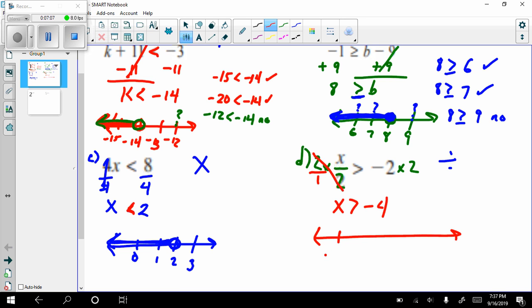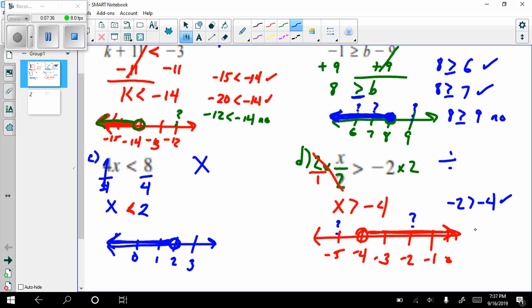Let's see, if I had a negative 5, negative 4, negative 3, negative 2, negative 1, 0. This is going to be an open circle at negative 4, and what we want is everything that is greater than negative 4. You could check it if you wanted to. What if we checked a negative 2? Is negative 2 greater than negative 4? Yes, it is, because it is to the right. How about a negative 5? Is negative 5 greater than negative 4? No. Okay, so the solution set, again confirmed, is everything that is to the right.